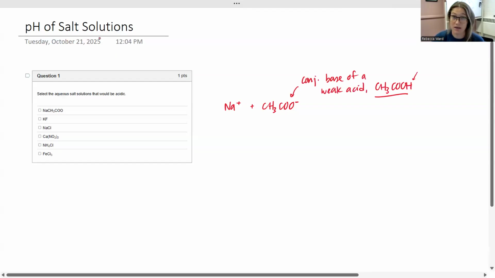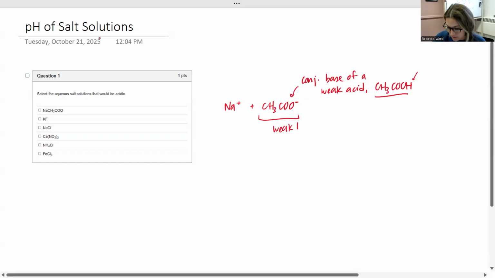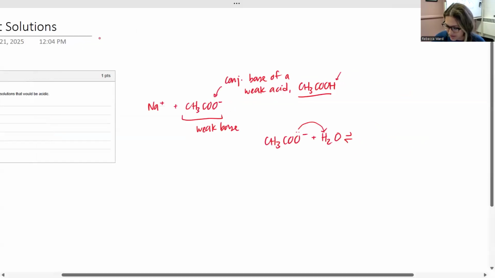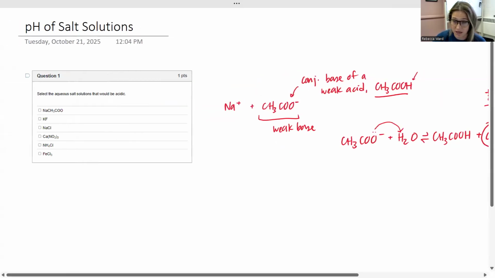I see that there's a proton there. And I know that CH3COOH is not a strong acid. It's not one of the 6 strong acids that we've had you memorize. So it must be a weak acid. The conjugate base of a weak acid is itself a weak base. So when that gets put into solution, it will react with water. Some of that will pull a proton off and we'll make some of the conjugate acid, the CH3COOH, and some OH minus. That is what tells us that this is going to be a slightly basic solution. So this is not one of our answers.